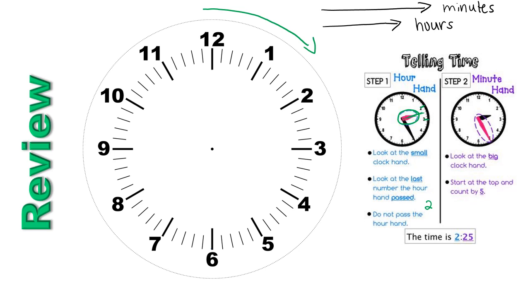Now let's take a look at the minute hand. And now this time the minute hand is in pink. And remember, we want to count by 5s. So if we start up here and we count by 5s, 5, 10, 15, 20, 25. So the minute hand is pointing to 25 minutes. The hour hand is pointing to the 2. The minute hand is pointing to 25. So the time is 2:25.